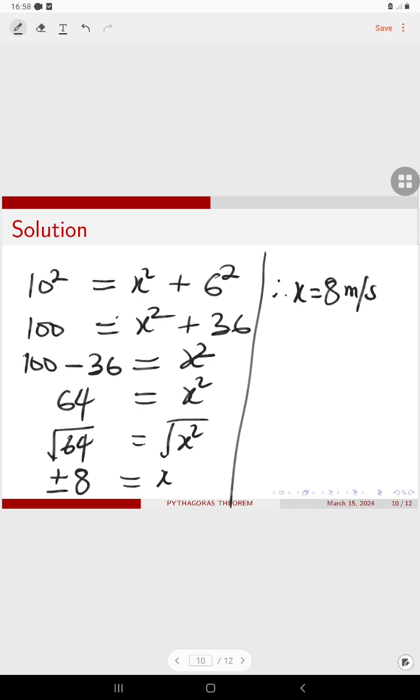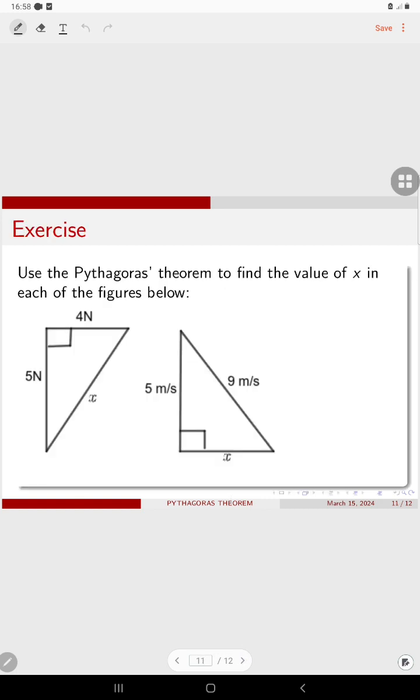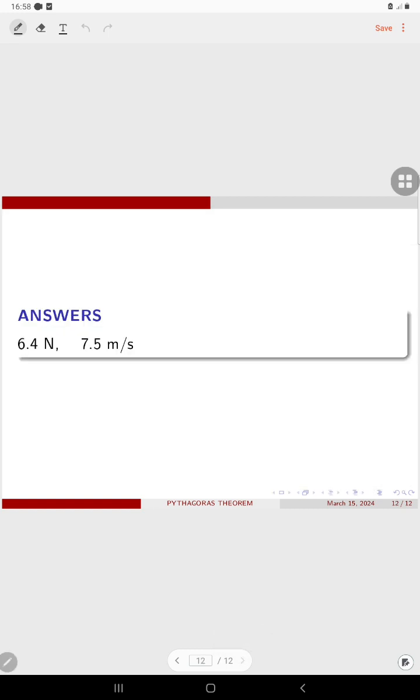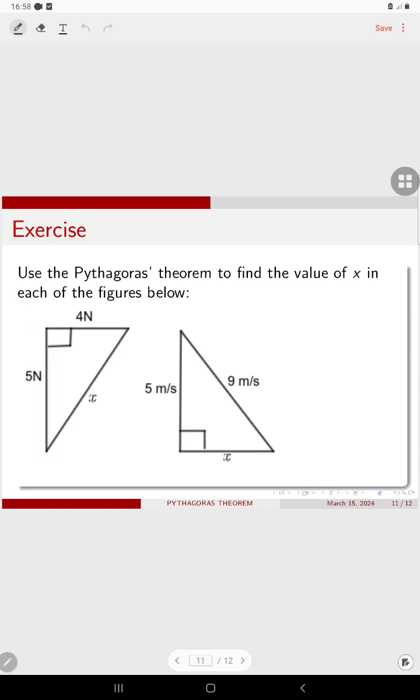Right. I hope you are enjoying the lesson. So that is that for Pythagoras theorem. I want to give you these two nice questions. Use the Pythagoras theorem and find the value of x in each of them. And when I tried, this is what I had. So see if you can get the answers like that. The first one, I had 6.4 newtons, and the second one, I had 7.5 meter per second to 1 decimal place each. So I'm waiting for your comment and your answers.